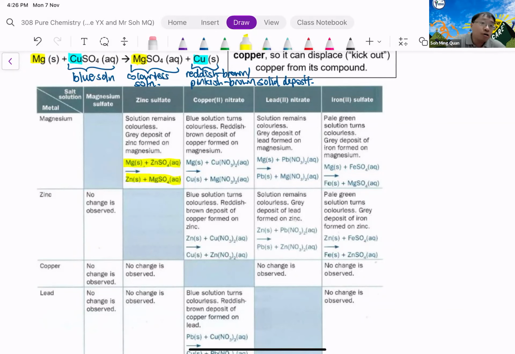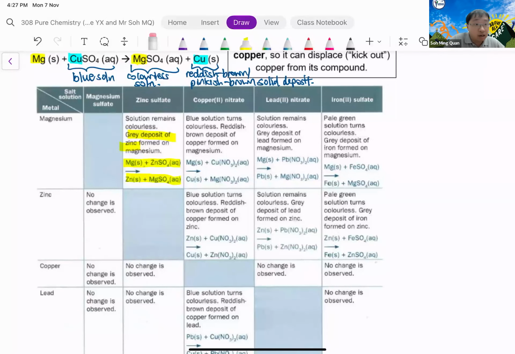All right. Now the solution remains colorless because both zinc sulfate and magnesium sulfate are colorless solutions. However, you see a gray deposit of zinc. Zinc is a typical metal. Zinc's color is just silvery gray. Okay. Then we have magnesium and copper 2 nitrate.